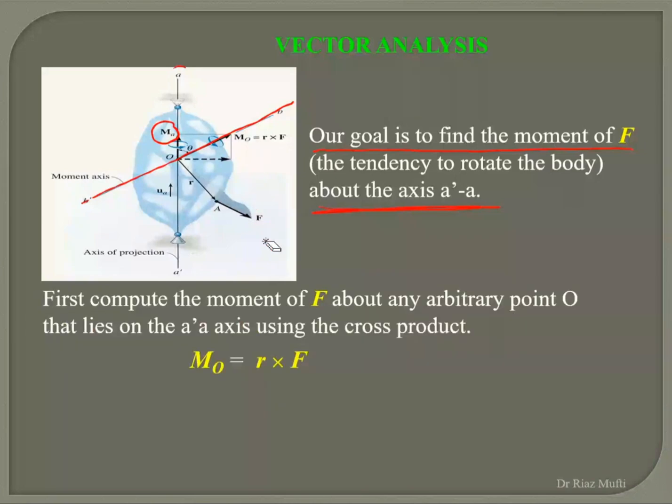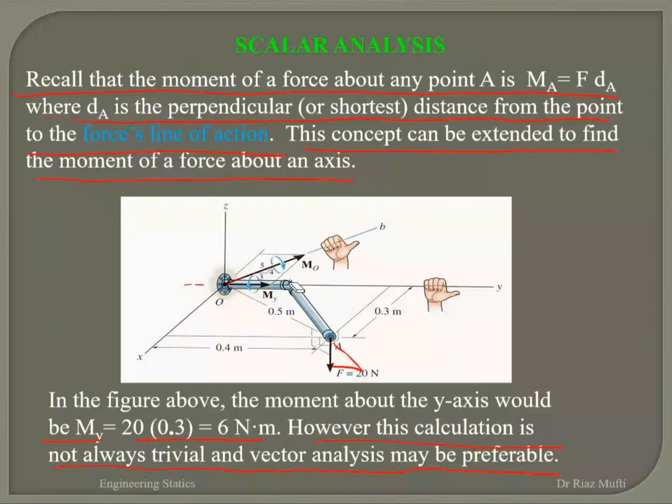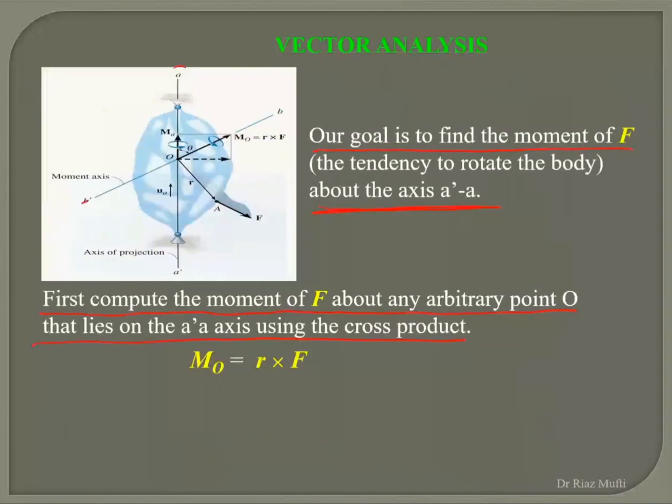How to do that? First, compute the moment of F about any arbitrary point O that lies on the axis using the cross product. So how are we going to find the moment? In the previous example, it was relatively easy to visualize. But as you get into the real world, it becomes more complicated. So we've got a methodology to find a moment about any axis. So how are we going to do this?